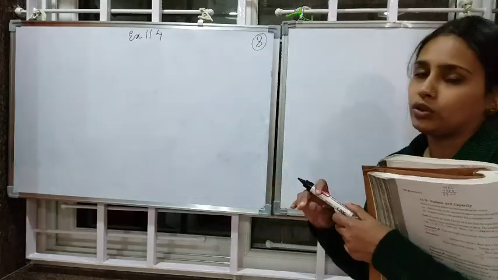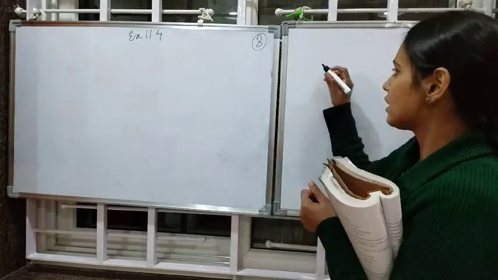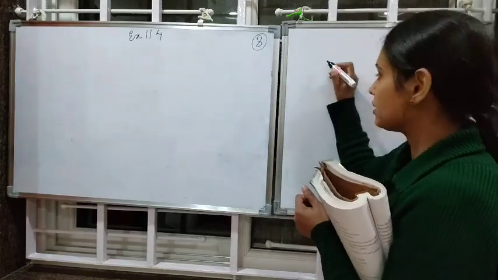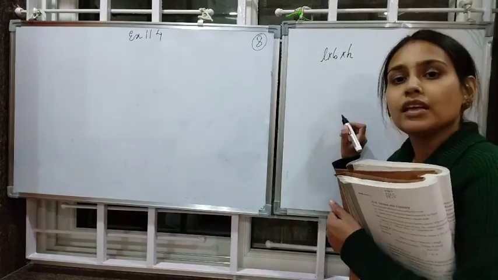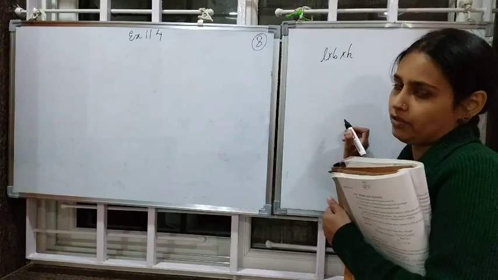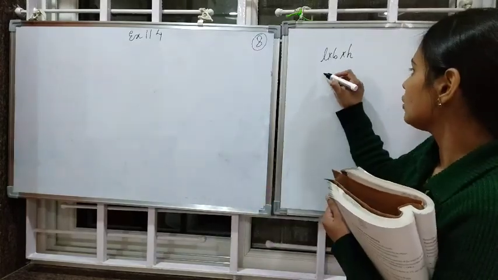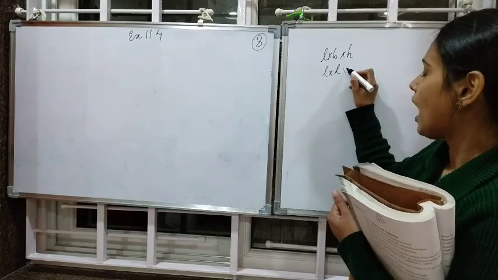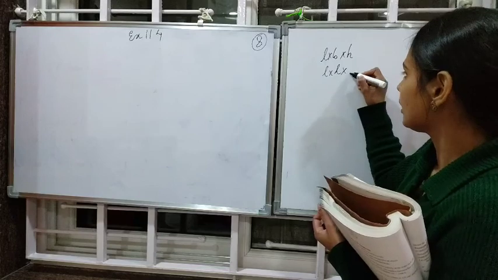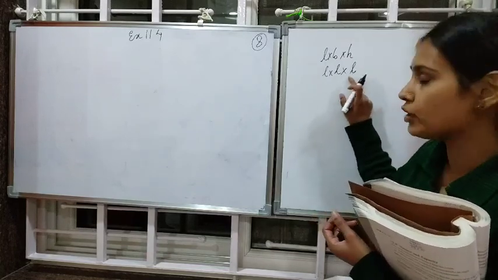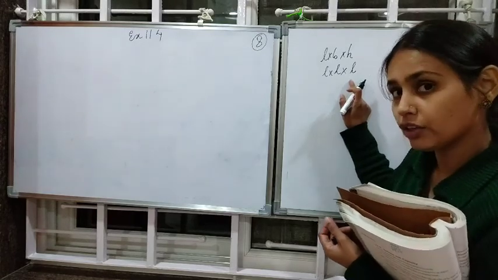So the volume of the cuboid is given by the area of its base, that is length into breadth, into height. The volume of the cube is given by the area of its base, all sides are equal, so side into side, or you can say length into length, and into height. Again, height is what? Again the same length. Why? Because all three sides are equal in a cube.